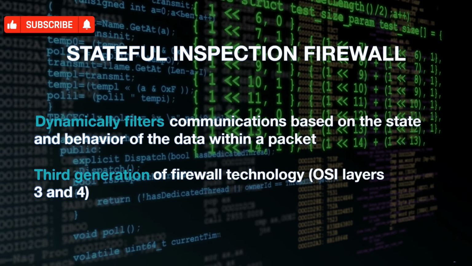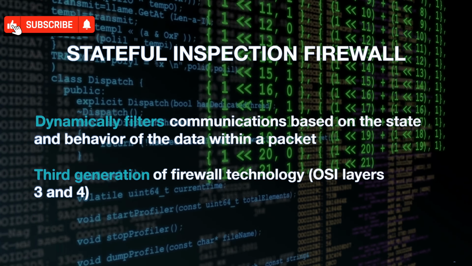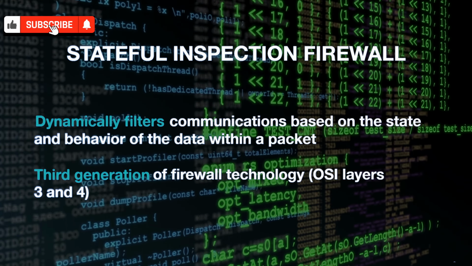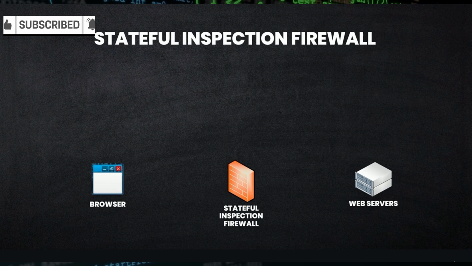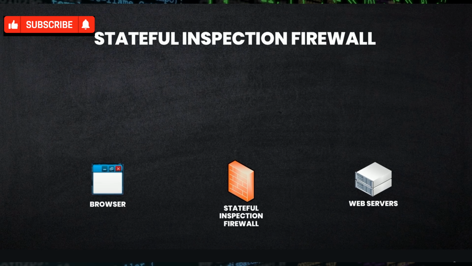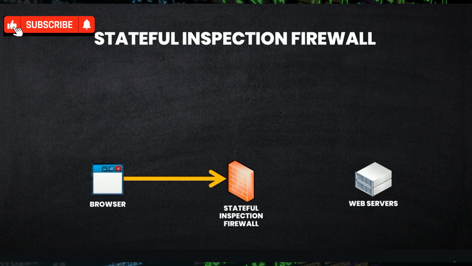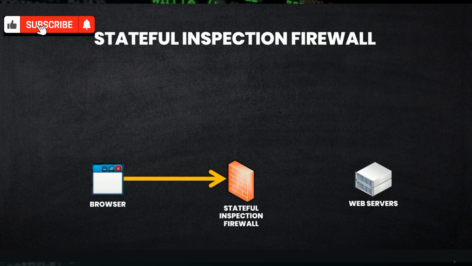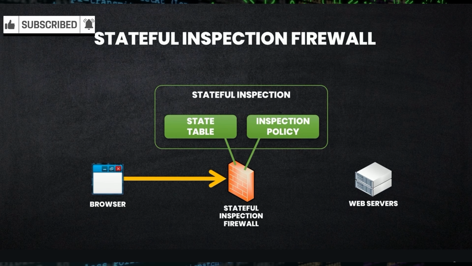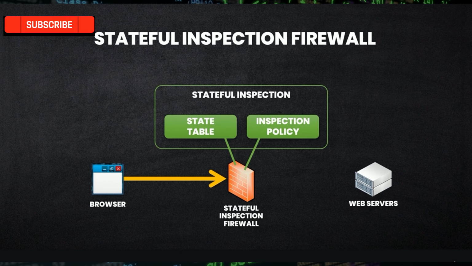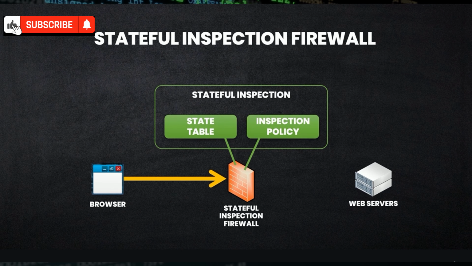And how that works is like this. Let's say we have the same example where a browser is trying to connect to a web server. It's going to try to connect through the stateful firewall, which is fine. The firewall is going to check the state table and the inspection policy to make sure that everything meets the current configuration. If it's okay with the security policy, then communications will be allowed to go through.